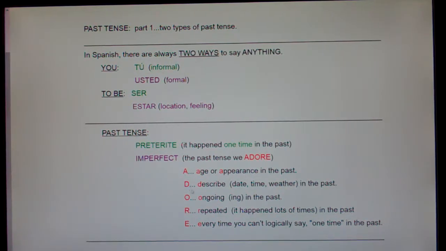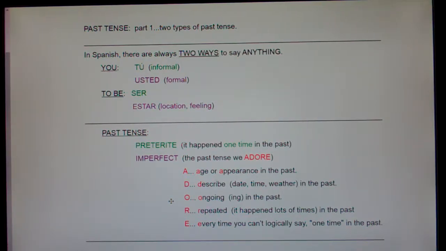D in adore stands for describe. If you're describing date, time, or weather in the past, it's going to be imperfect. It was the 3rd of June. It was 4 o'clock. It was a dark and stormy night. All that you'd use imperfect past. O stands for ongoing in the past. I was eating. She was talking. We were studying. Anytime you see ing in the past tense, you're going to use the imperfect past.